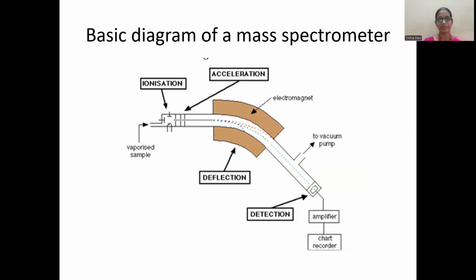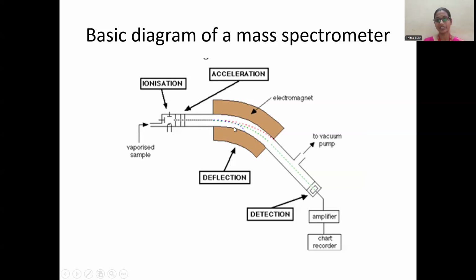And the third sector will be deflection. Here we apply a strong magnetic field. Because of this magnetic field, according to the mass to charge ratio of the particle, the ions reach at different time intervals. You can see different curved paths. This happens in the deflection part. Then the final stage will be detection.